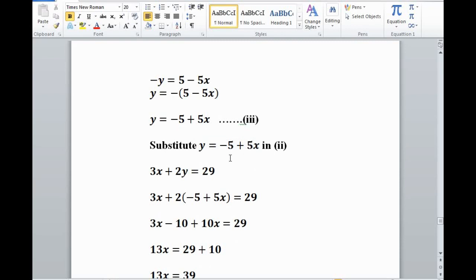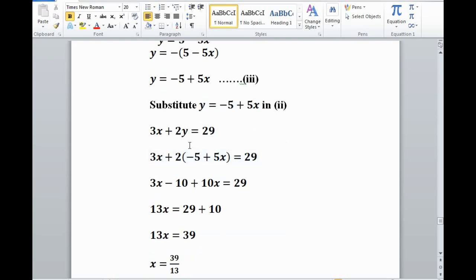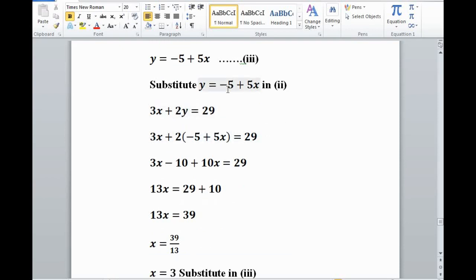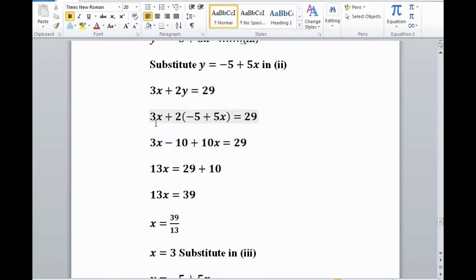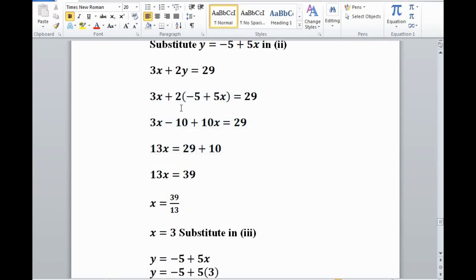So first I will write equation 2, which is 3x plus 2y equals 29, and then I'm going to replace this y by negative 5 plus 5x. So our equation becomes 3x plus 2 into negative 5 plus 5x equals 29. Next step is to multiply this positive 2 first by negative 5 and then by positive 5x. So 3x as it is, positive 2 multiplied by negative 5 is negative 10, and positive 2 multiplied by positive 5x equals positive 10x, equals 29.